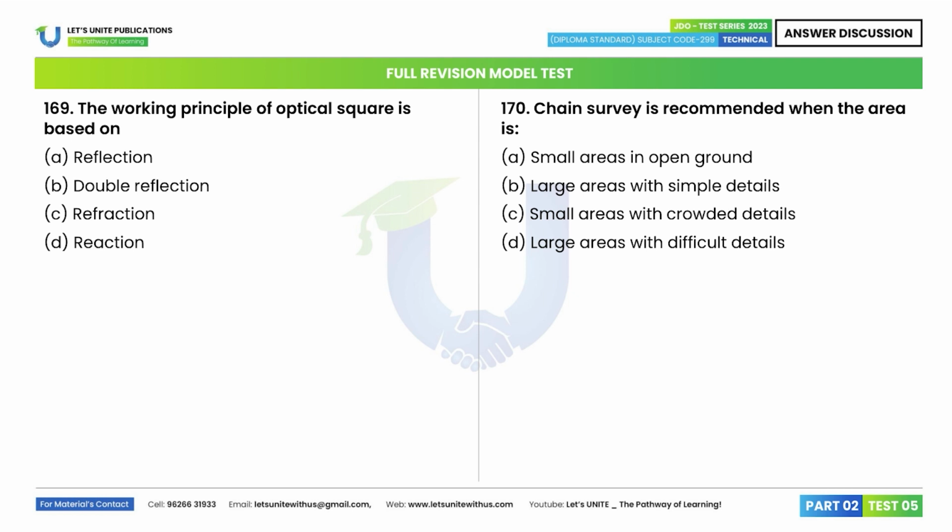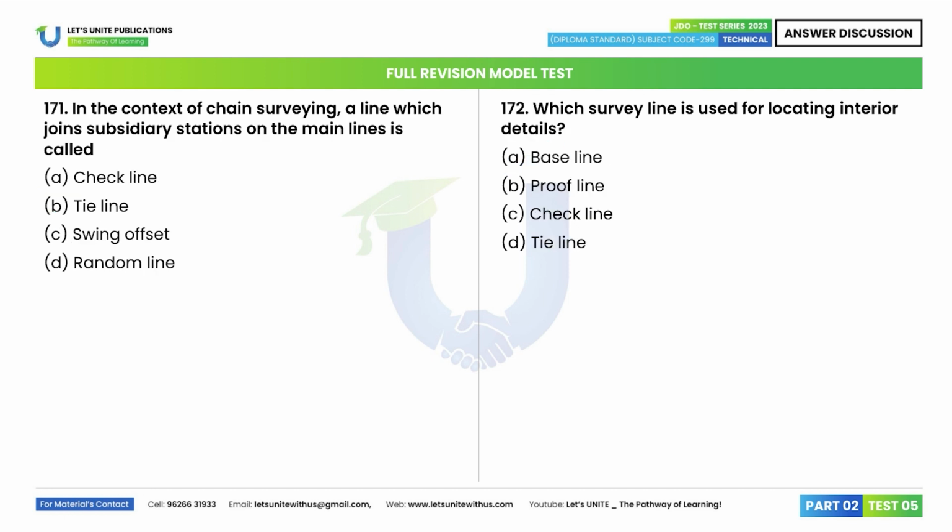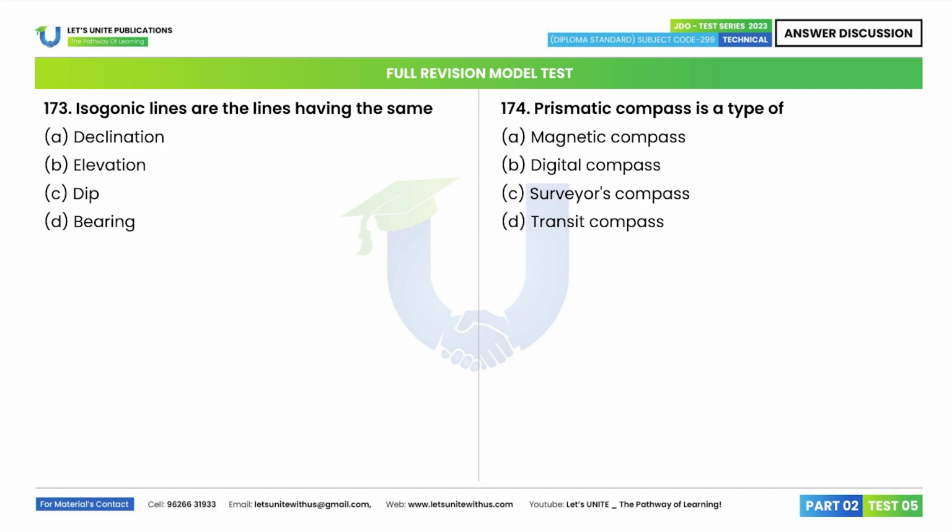Option B, correct answer. Next, 170. Chain survey is recommended when the area is small, in open ground. Option A. Next, 171. In the context of chain surveying, a line which joins subsidiary stations on the main lines is called a tie line. Option B. Next, 172. Which survey line is used for locating interior details? Interior details, that is tie line. Option D. Next, 173. Isogonic lines are the lines having same declination.